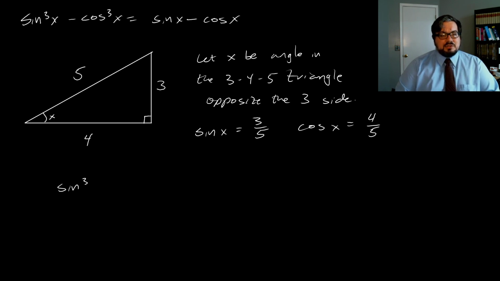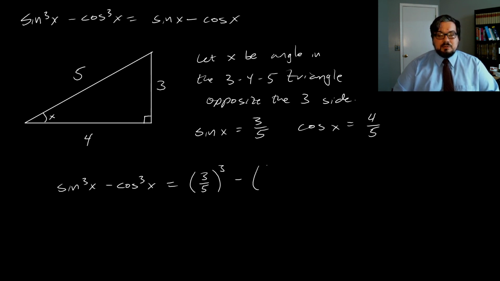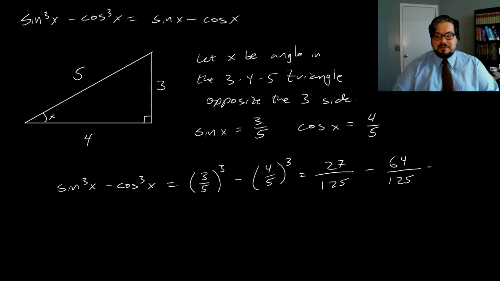So that allows us to evaluate sine cubed minus cosine cubed of this angle and sine minus cosine of this angle. So sine of x is 3/5, and so sine cubed will be 3/5 cubed. Cosine cubed will be 4/5 cubed. So, working this out, this gives us 27 over 125 minus 64 over 125. So, 27 minus 64 will be negative 37 over 125.